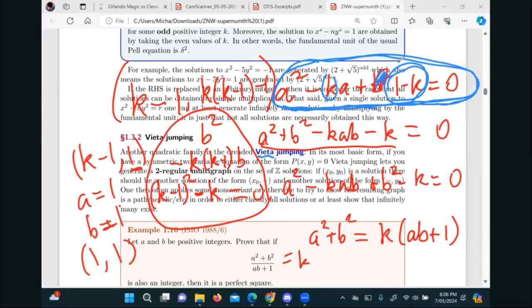Well, I guess if you just try to jump, if you try to jump a, the roots sum to kb. So you just gotta hope that... This equation is probably better, so you don't have to worry about k depending on a and b.